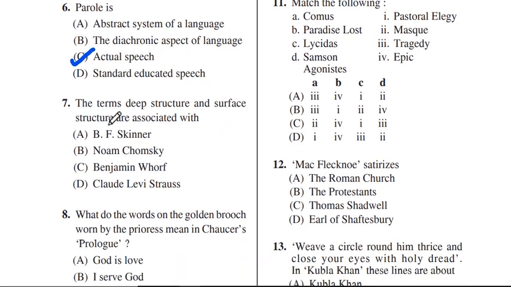The next one, seventh one: the terms deep structure and surface structure are associated with. Options are B.F. Skinner, Noam Chomsky, Benjamin Whorf, Claude Levi-Strauss. This is the seventh question. So for this, the correct answer is B, Noam Chomsky.